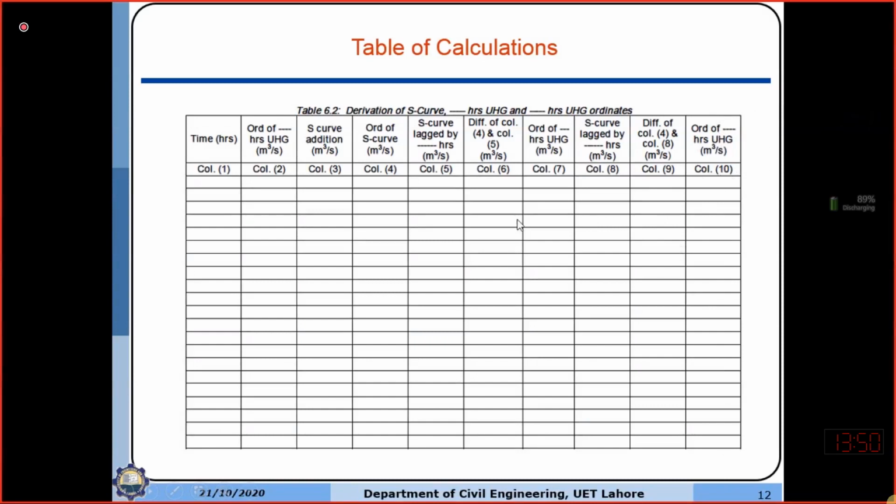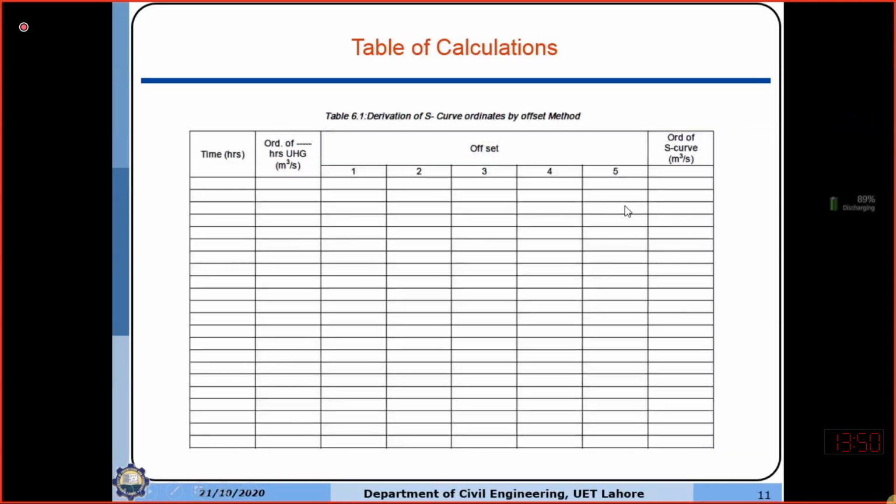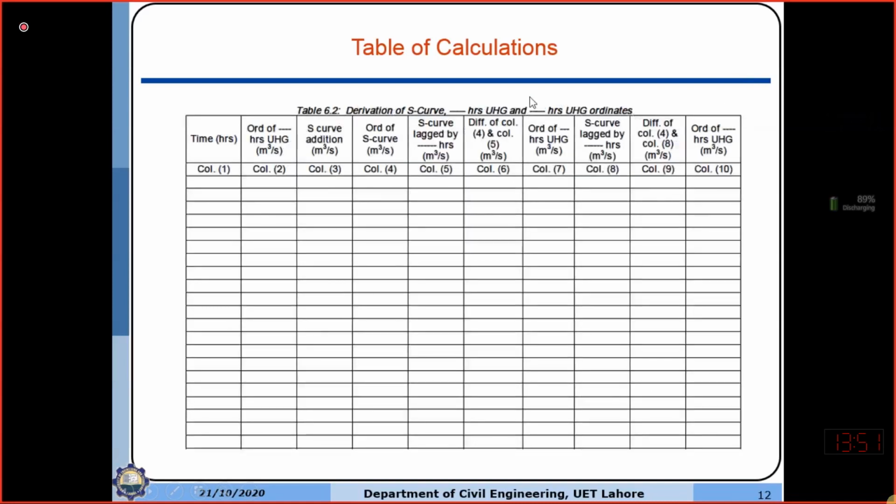This is how you will complete this task. First you will find the ordinates of the S curve by offset method and then by S curve addition method, both should be the same. And then using the other procedure, firstly finding the S curve lagged by the required duration, then taking the difference, and multiplying with the factor which is the ratio of the given duration divided by the required duration, you will get the unit hydrograph of the required duration. So this will complete this task in this way.